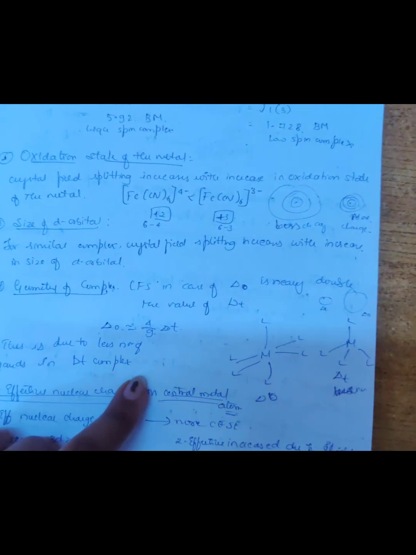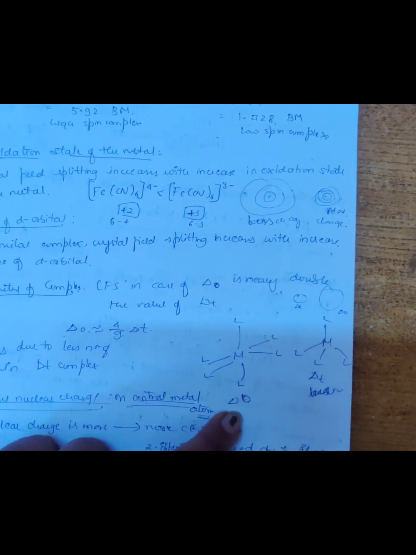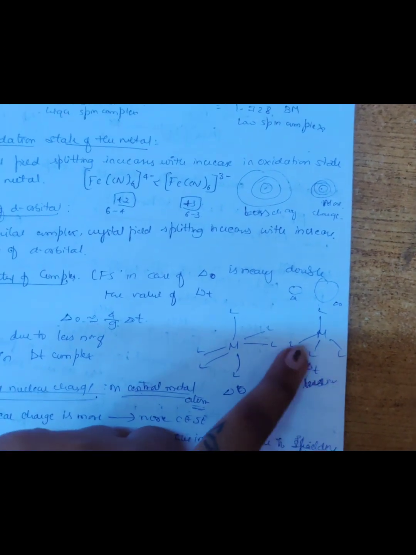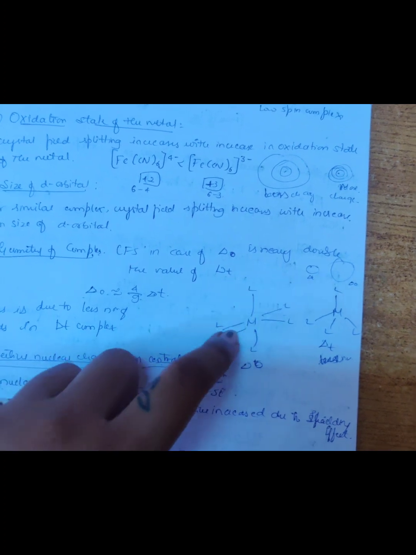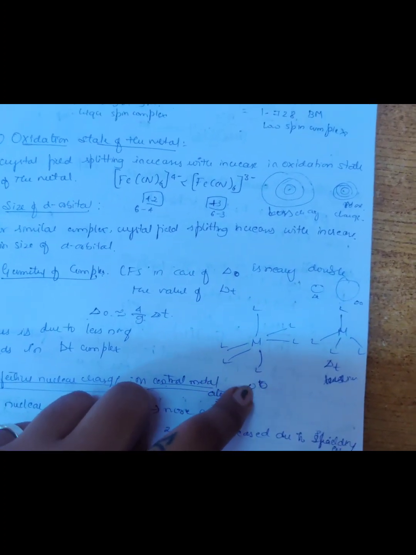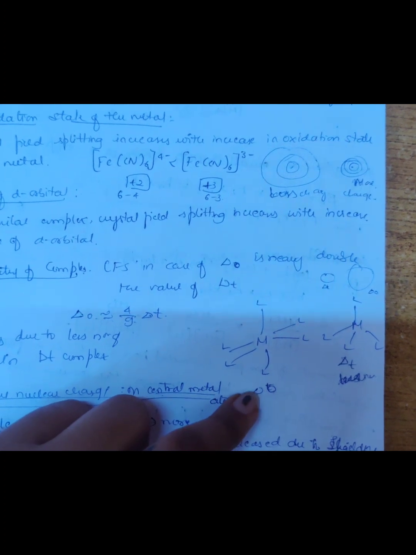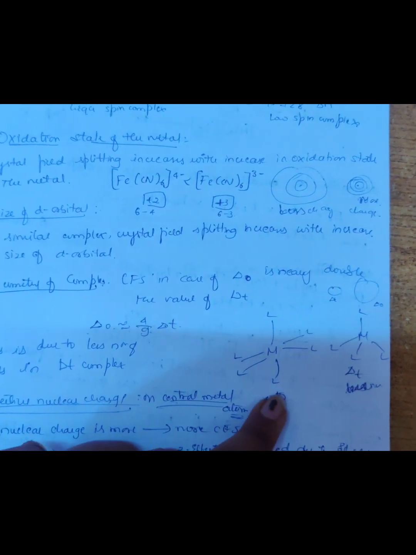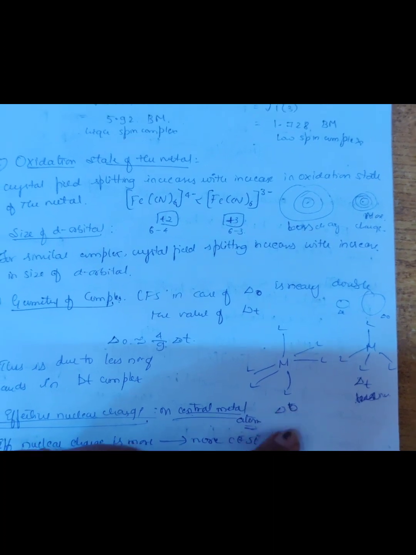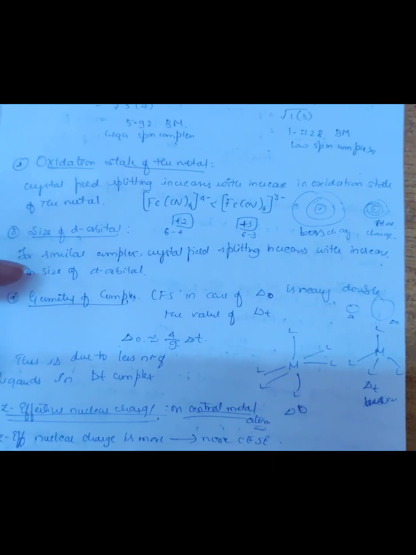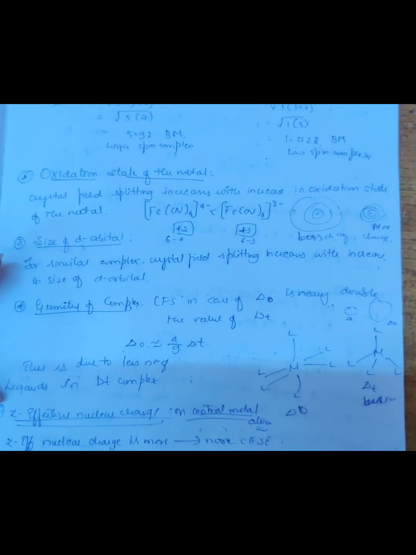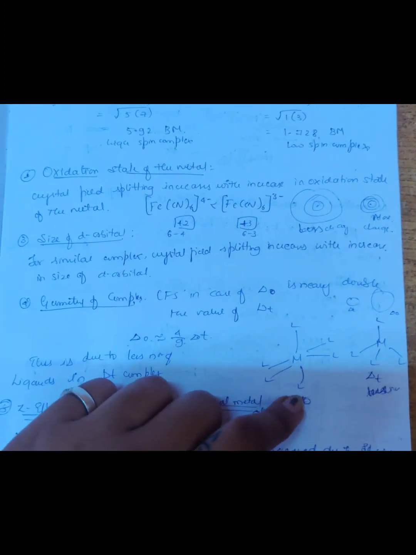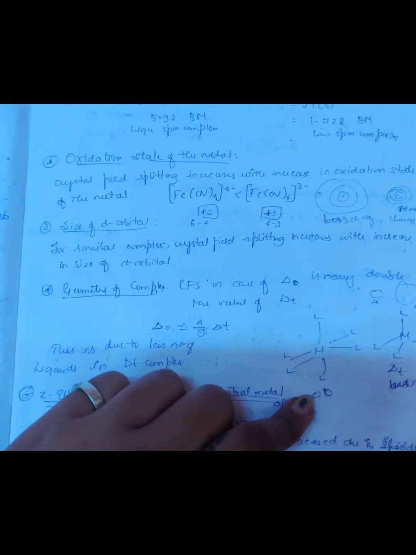This is due to the smaller number of ligands in the tetrahedral complex. Here you can observe this is an octahedral complex, this is a tetrahedral complex. In a tetrahedral complex there are only 4 ligands, whereas in the octahedral complex there are 6 ligands. The octahedral always contains more ligands compared to tetrahedral, so it has the more value. This geometry explains the crystal field stabilization energy: octahedral always has the more splitting energy.